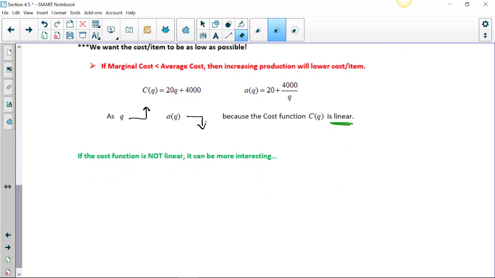Now, if the cost function is not linear, it's a little more interesting, and we will look at that situation in our next video.